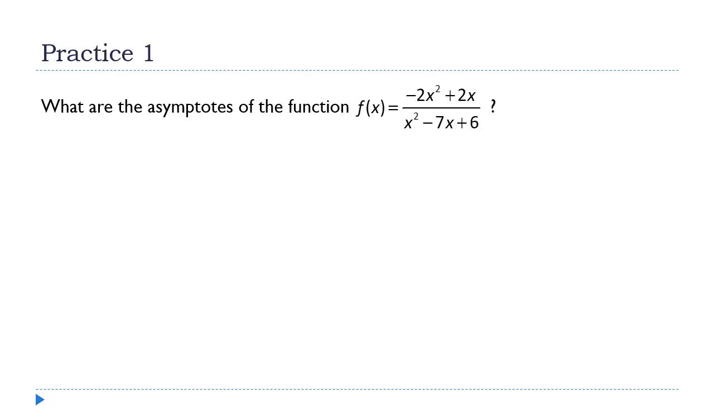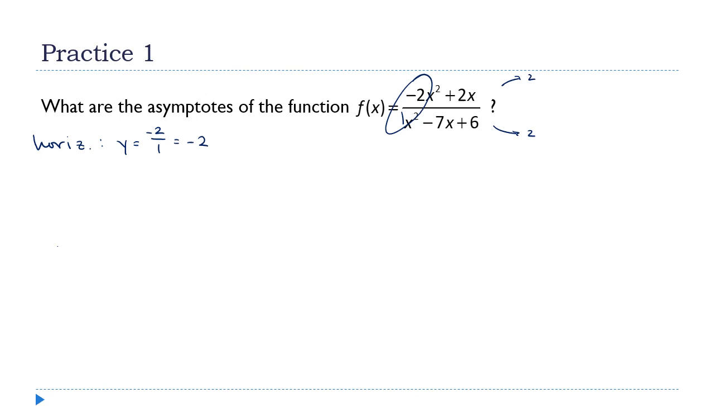Okay, so let me give you one here. Take a look at this. Try coming up with both kinds of asymptotes. All right, so let's see. Let's do the horizontal first. The degree of the numerator is 2. The degree of the denominator is 2. So the horizontal asymptote occurs at the ratio of the leading coefficients. That's negative 2 divided by 1, which is negative 2.